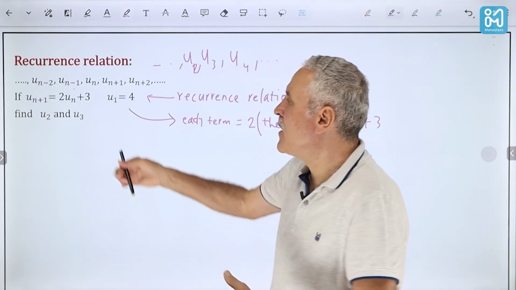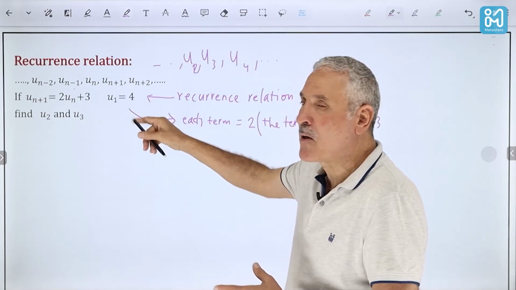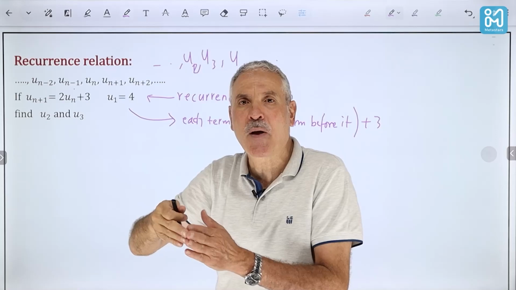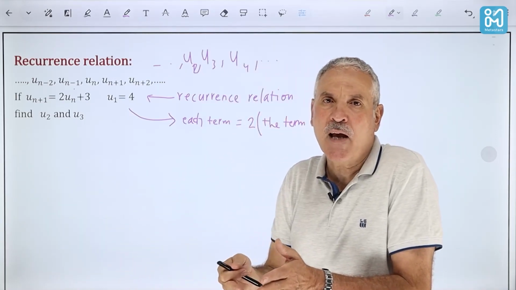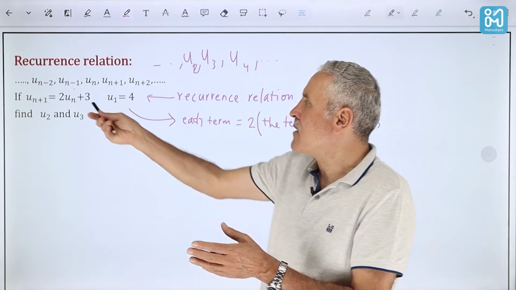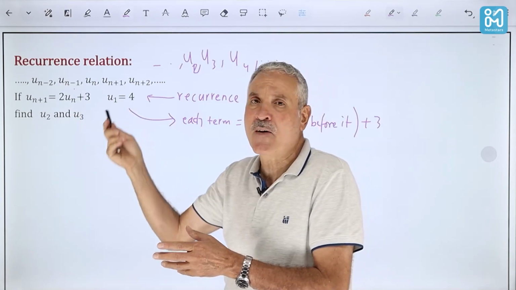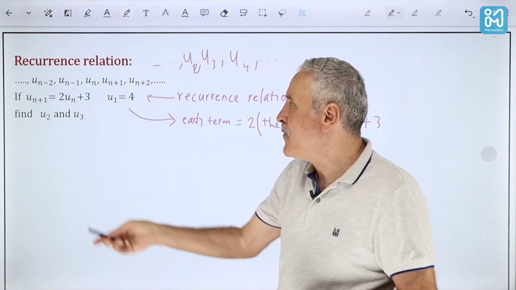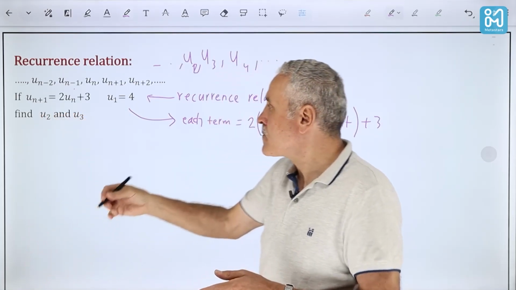So they may ask you to find u of 2, u of 3, and u of 1 must be given, because every term depends on the one before. If you want to find the first term, you can't, because you don't know what is before it. That's why if they give you a recurrence relation, they'll give you the value of the first term, and sometimes the first 2 terms if the term we're looking for depends on 2 terms before it.